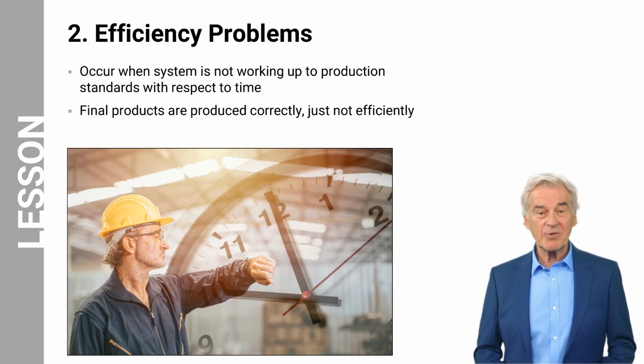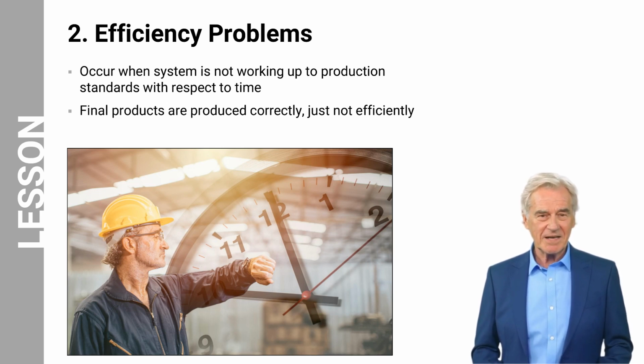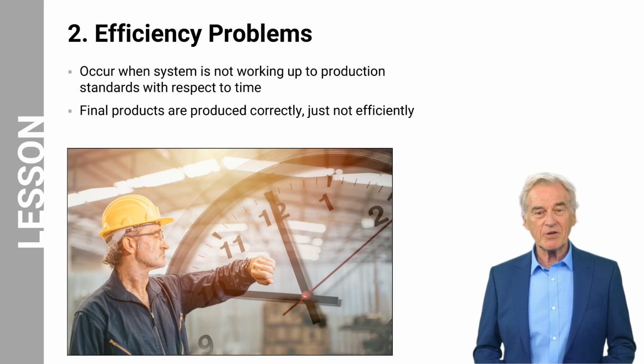Efficiency problems occur when a system is not working up to the production standards established by the company. In this case, the final products are produced correctly, just not efficiently. For example, in EV manufacturing, production delays can occur due to bottlenecks in the assembly line when integrating battery cells.